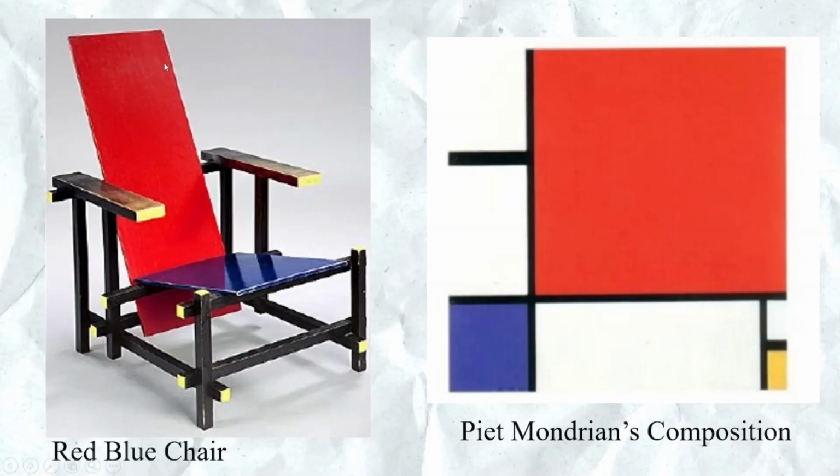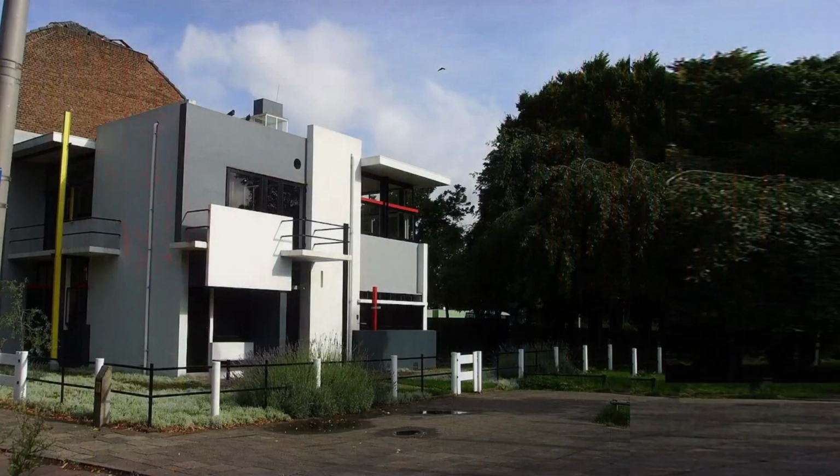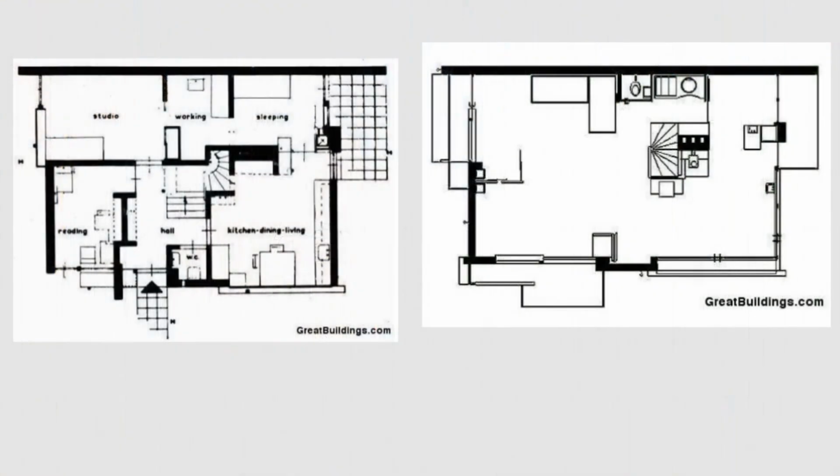It was made of separate planes and colors floating in space. The Schroder House is basically this chair which is scaled up into architecture. That is, the walls, floors, roofs, and balconies act like independent elements, just like parts of the chair.